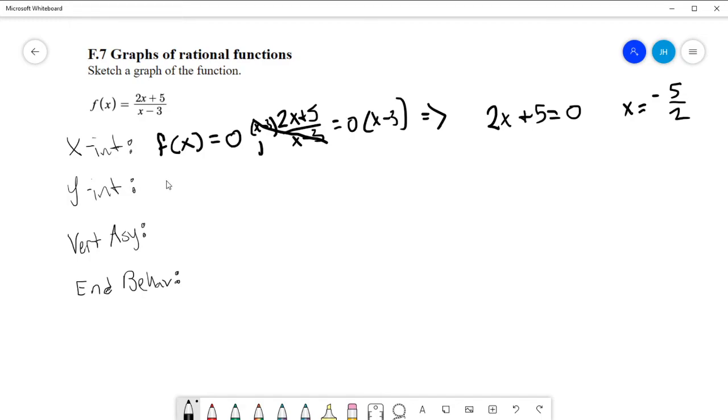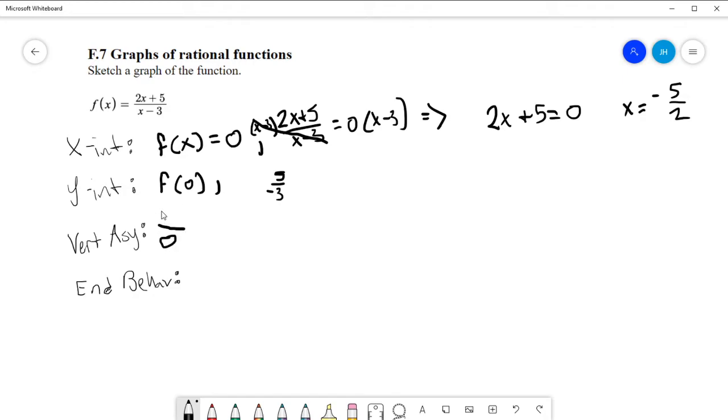Y-intercepts for any function, that's just going to be the function with 0 plugged in, right? So when I plug 0 into this function, I get 2 times 0 is 0, plus 5 is 5 on top, and 0 minus 3 is negative 3. That's my y-intercept, right? So negative 5/3. Vertical asymptotes are a little different. Vertical asymptotes are the result of division by 0, right?